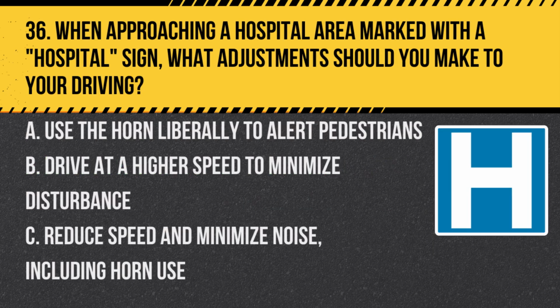Question 36. When approaching a hospital area marked with a hospital sign, what adjustments should you make to your driving? A. Use the horn liberally to alert pedestrians. B. Drive at a higher speed to minimize disturbance. C. Reduce speed and minimize noise, including horn use. Answer: C. Reduce speed and minimize noise, including horn use. Hospitals require a quiet environment.